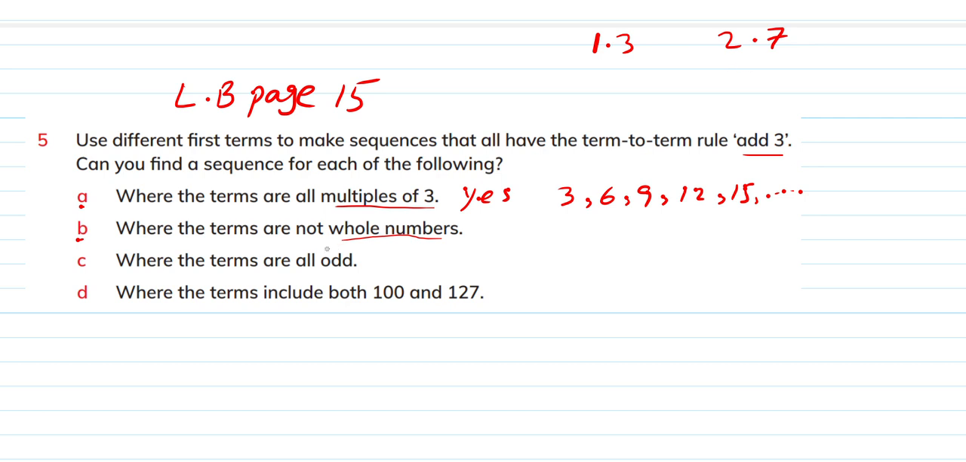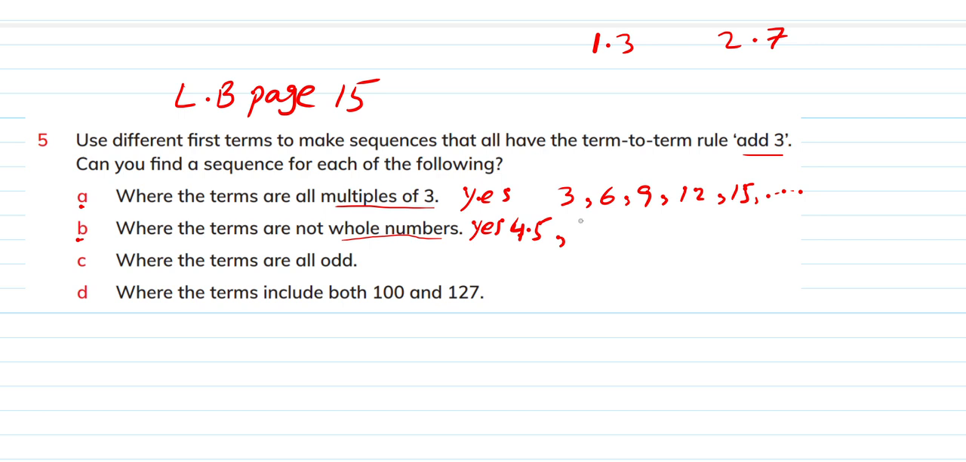So the question is saying, can we make a sequence where the terms are not whole numbers, but every time you add 3? Yes, we can do that. Give any example. Let's say I'm going to give an example 3.5. You can write any other, no problem, but the number should not be a whole number, it should be a decimal number. Let's say 4.5. 4.5 is a decimal number. If you add 3 to this one, what will be the next term?